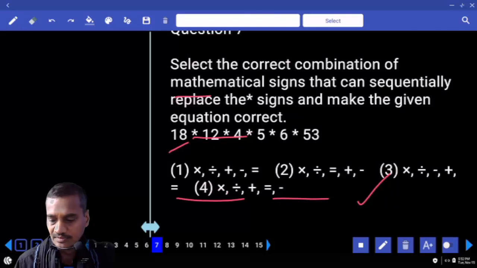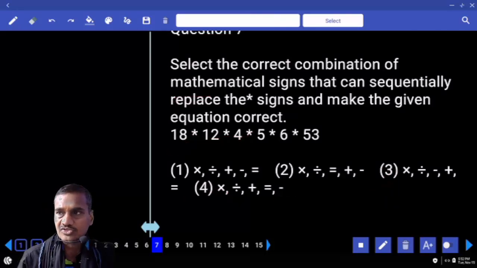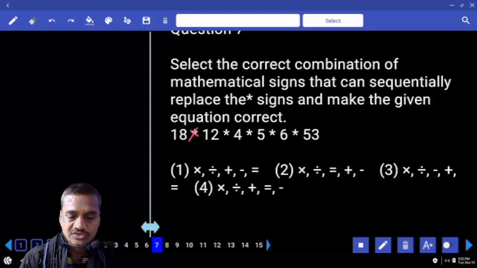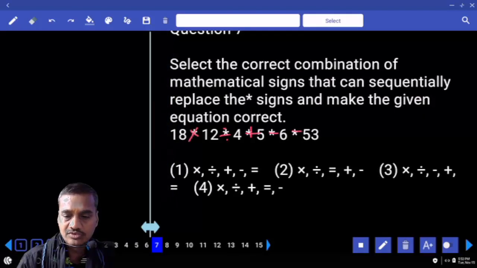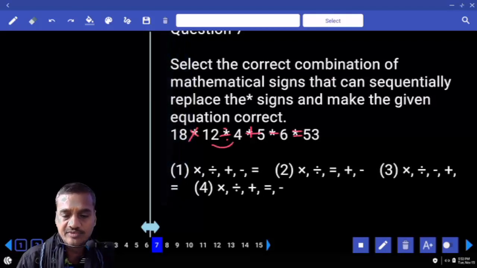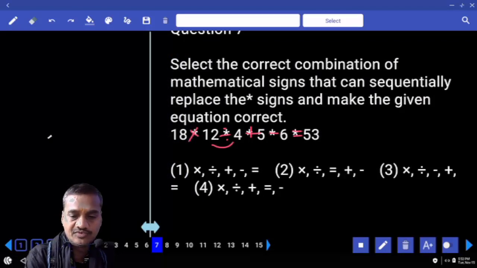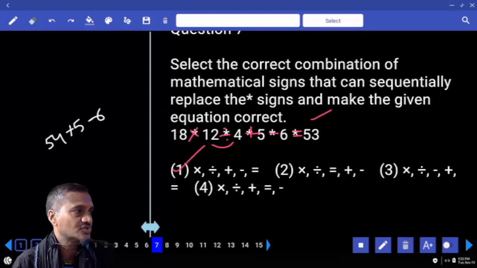Then the seventh one. Now you select the correct combination of mathematical signs that can sequentially replace the star signs and make the given equation correct. In these types of questions, first we need to replace the symbols as they are from left to right through the choices. Now this is into, next one division, and next plus, minus and equals to. If you work this out, 12 divided by 4 is how much? 3. 18 into 3, 54. Plus 5, 59. Minus 6, 53. So what is your answer? Choice 1.